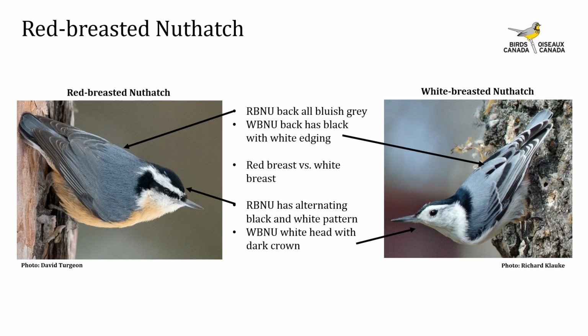So some other ways that you might be able to ID or differentiate the two species are, first, their backs. The white-breasted nuthatch has a bluish-gray back, but their wings are black with white edging, and then the red-breasted nuthatch has a pretty much completely bluish-gray back. Another way to tell them apart is their head. The red-breasted nuthatch has an alternating black and white head pattern, whereas the white-breasted nuthatch has a completely white head with a black crown.